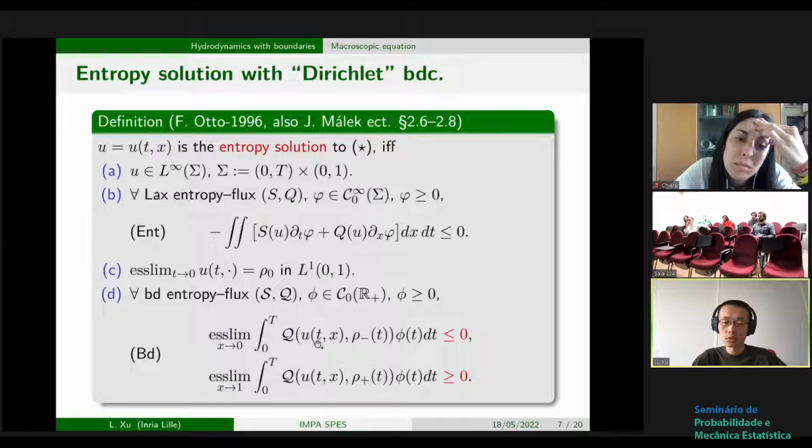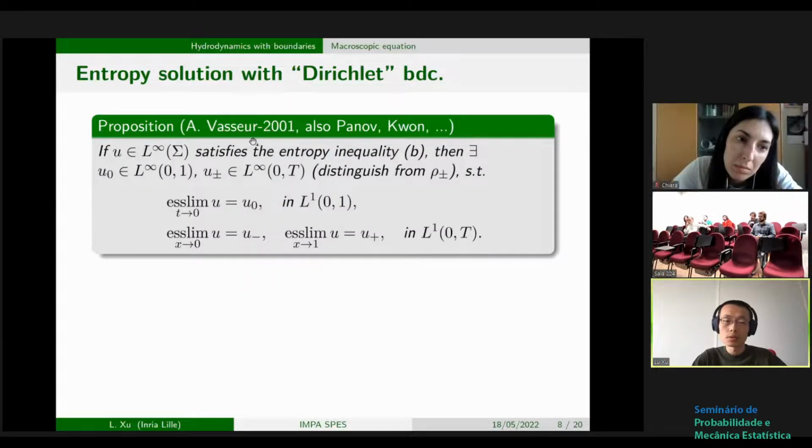Why? Because U is just an L infinity function. So this means that the essential limit of U, for example, for x to 0 may not exist. So I cannot exchange this essential limit inside to say something really about what is the limit of U(t,x) for x to 0. Fortunately, this problem was solved several years after this paper.